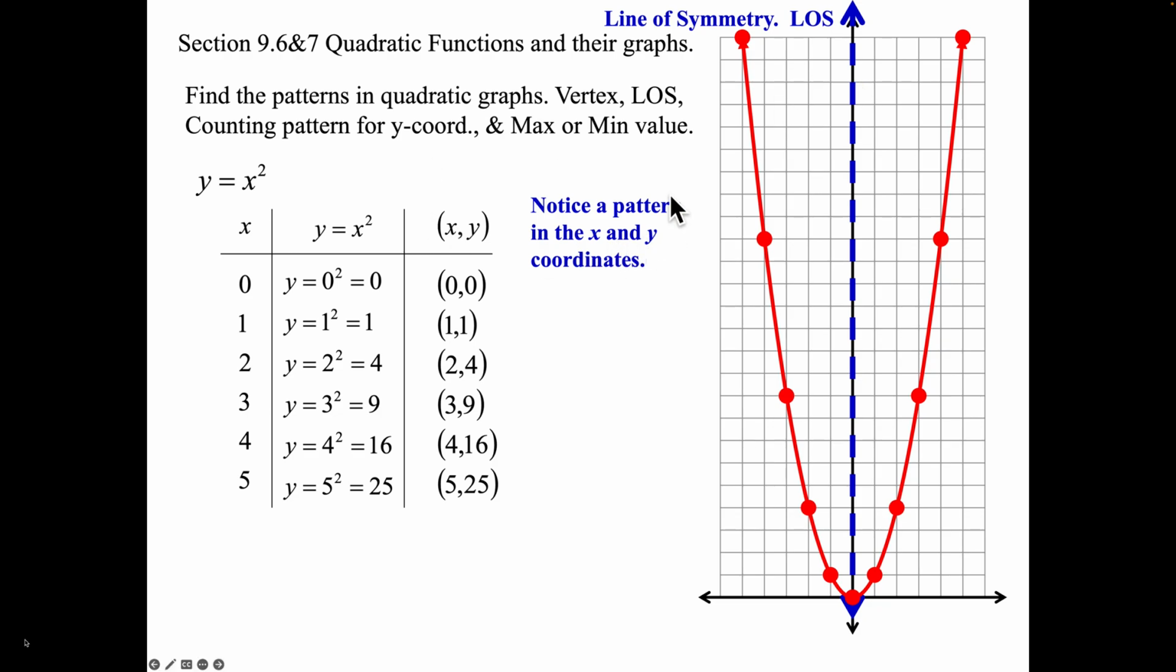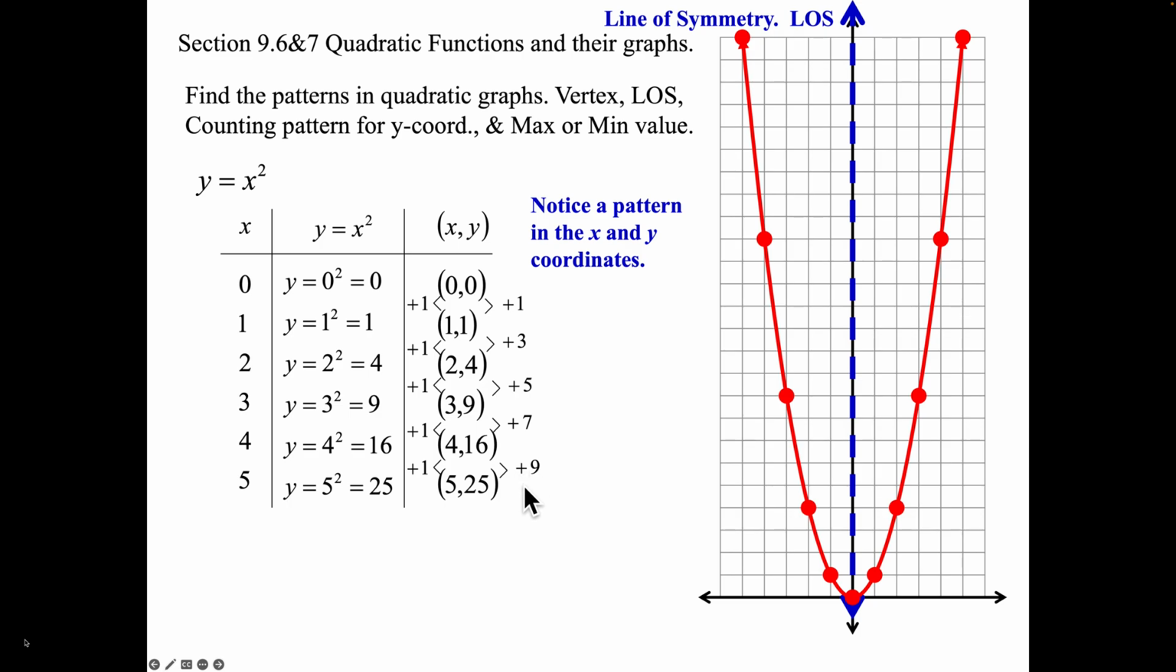All right, now the next thing we're looking for is a pattern. Well, right away you can see the pattern in your x's. My x's, they all counted by 1. Now if you look at your y coordinates, 0 to 1, okay, that increased by 1 too. 1 to 4, that increased by 3. 4 to 9, that's a 5. And you might see what's going on. It's always an odd number.